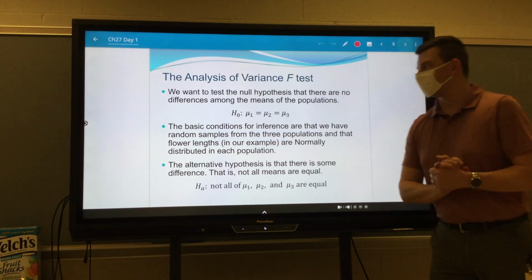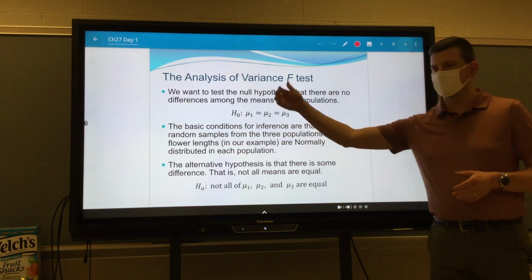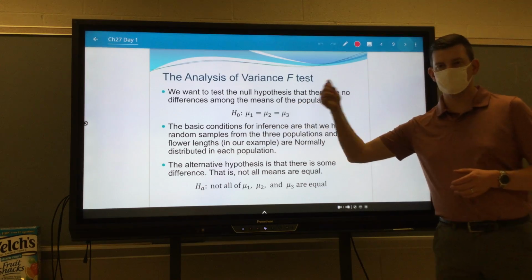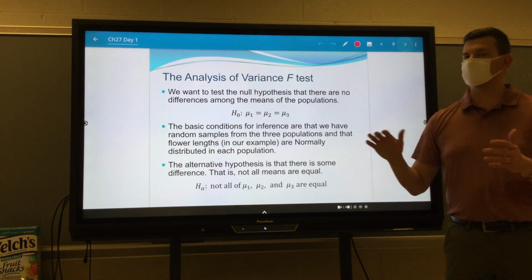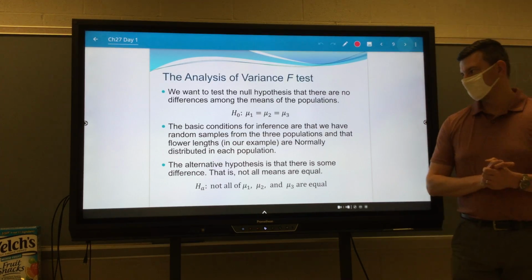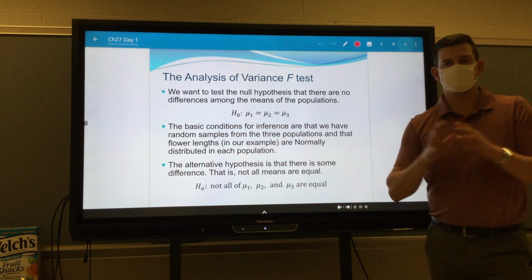As we said, our null hypothesis, we want to test that there are no differences, so that the first mean, mu1 equals mu2 equals mu3. And you could keep this going to compare 4 means, 5 means, whatever. Okay, but they are all equal to one another. They are all the same.